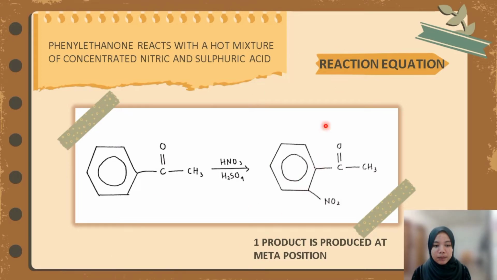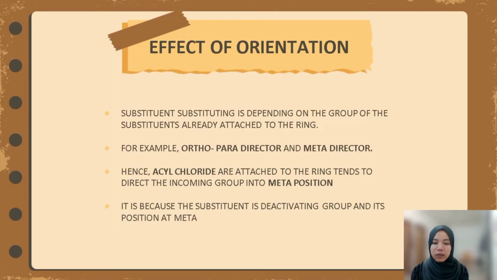Because the effect of orientation depends on the substituent already attached to the ring. For example, ortho-para directors and meta directors. Hence, the acid chloride group attached to the ring tends to direct the incoming group into the meta position. It is because the substituent is a deactivating group and its position is meta.